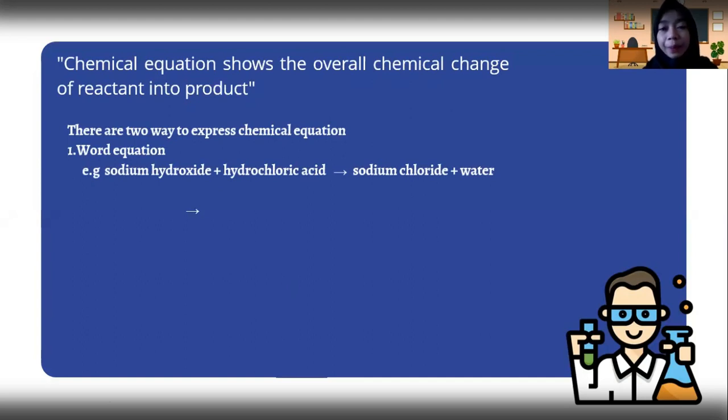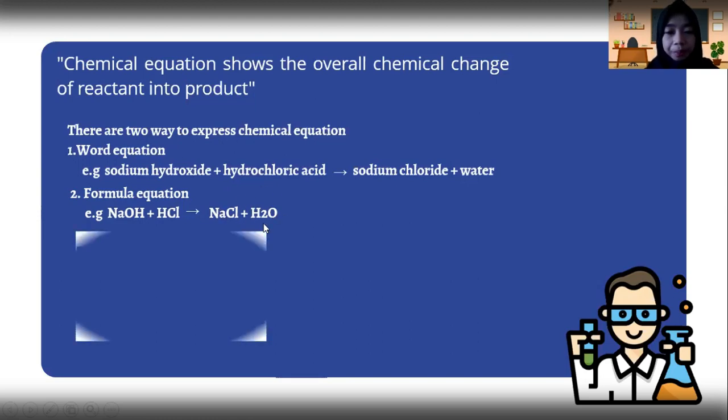There are two ways to express the chemical equation. The first one is the word equation. For example, sodium hydroxide plus hydrochloric acid produces sodium chloride plus water. And then the formula equation. From the word equation, we can convert into the formula: sodium hydroxide, which is NaOH, plus hydrochloric acid, which is HCl, produces sodium chloride, which is NaCl, and water, H2O.